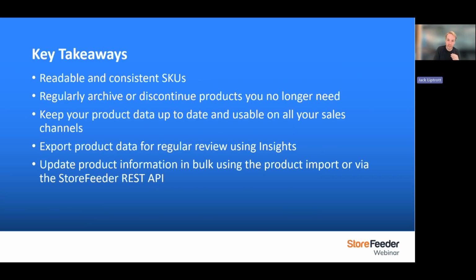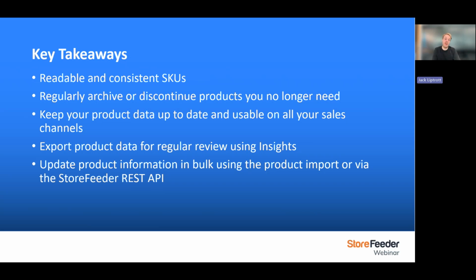So key takeaways: readable and consistent SKUs. Arguably the most important part, because this will affect everything. If you have SKUs that are easily understandable and easily processed, that's great. Regularly archive or discontinue products that you no longer need, just so your product catalog is as tidy as possible. Keep your product data up to date and usable on your sales channels. So that would be making sure that everything is relevant, everything's up to date, and you can just create a listing for this product and get it live.